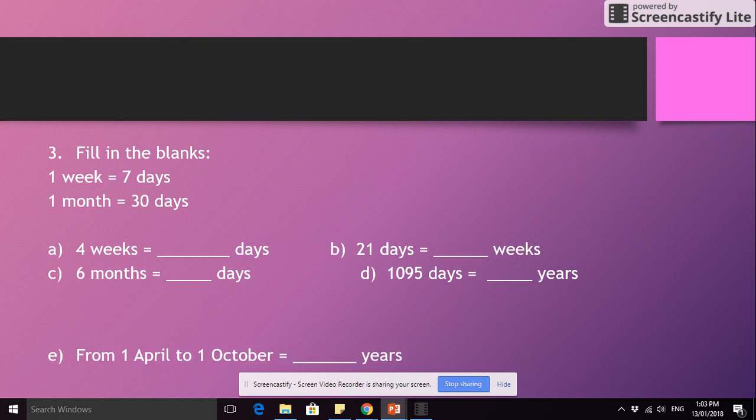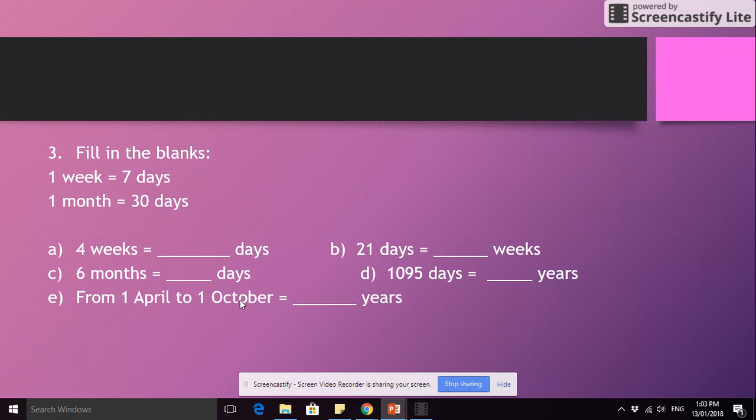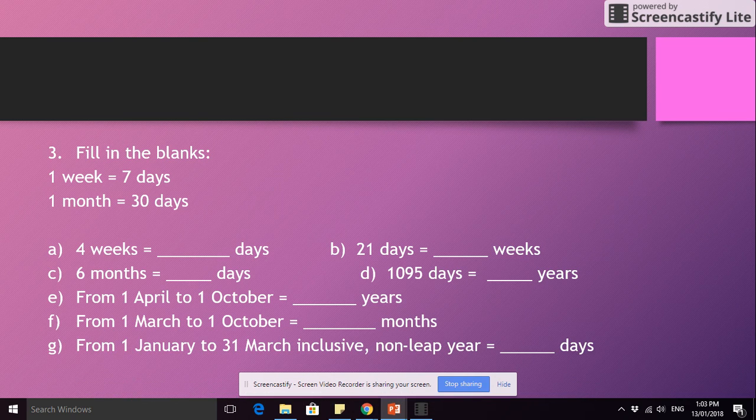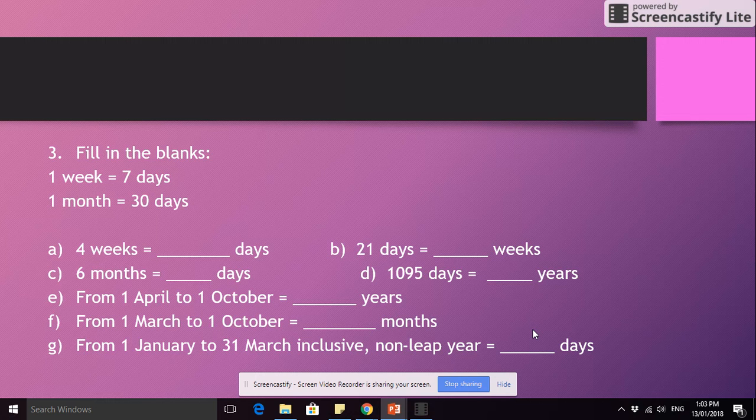From April to October, how many years is that? So it'll be so many months, but how many years is it? From the 1st of March to the 1st of October, how many months is that? You could work that out. And from the 1st of January to the end of March inclusive, so the whole of January, February and March, with no leap year, how many days is that? Leave that on there so you can look at it.